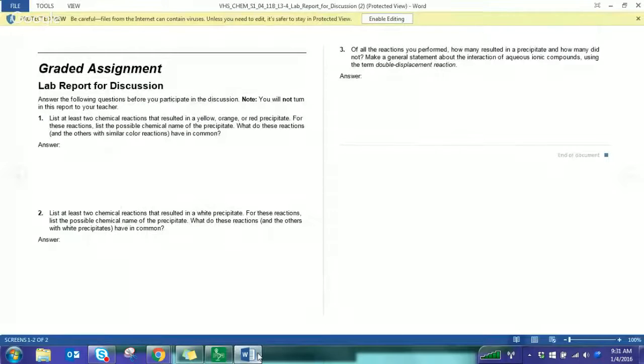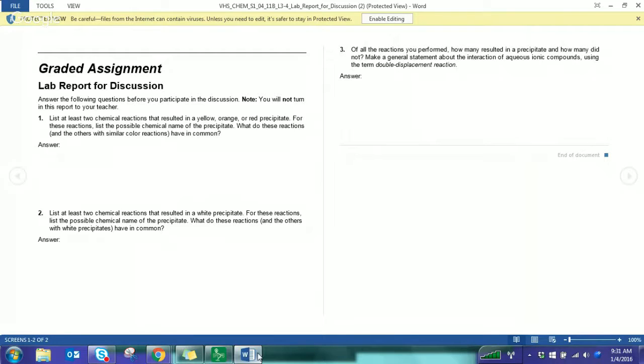All right, it says, list at least 2 chemical reactions that resulted in a yellow, orange, or red precipitate. So that's going to happen. Keep an eye out for those. For these reactions, list the possible chemical name of its precipitate. What do these reactions and the others with similar color reactions have in common? All right. So again, you're going to want to do this probably for everything that you have a reaction for, not just 2, because you need to find what they have in common with each other. You only have to show me for 2.